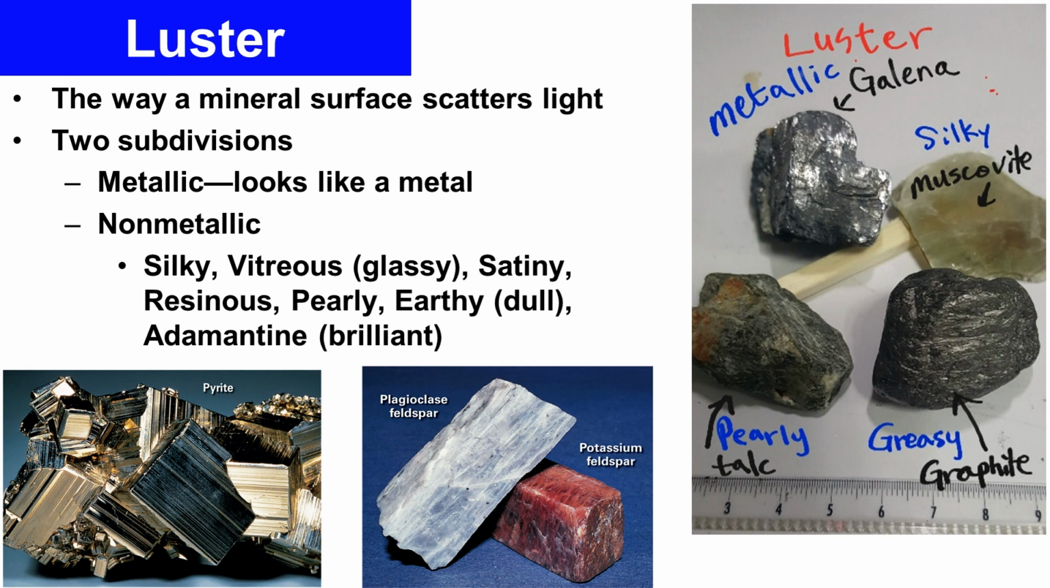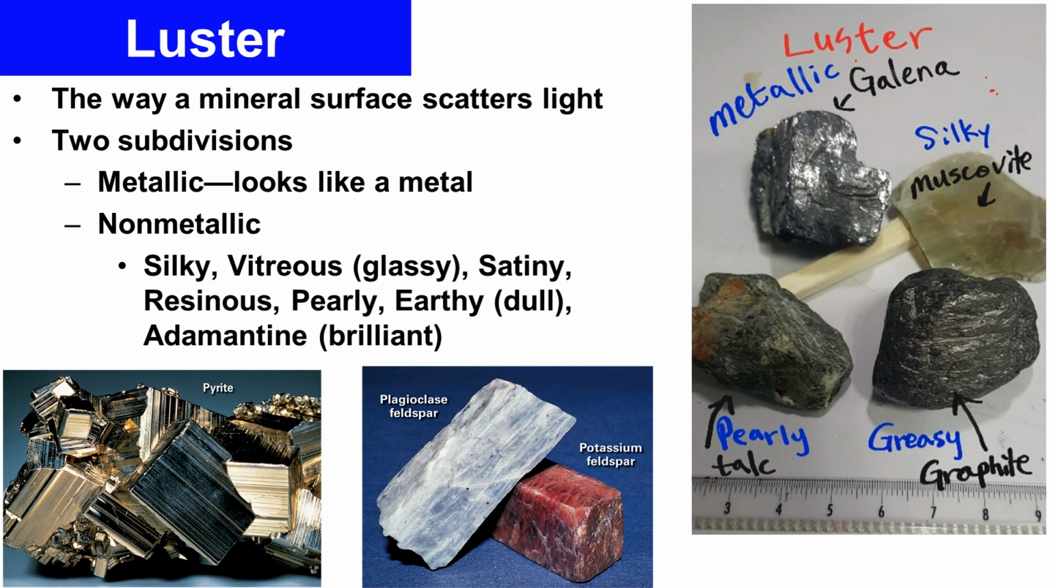Luster is the way a mineral surface scatters light. It has 2 subdivisions: metallic, which looks like a metal; and non-metallic, such as silky, vitreous, glassy, satiny, resinous, pearly, earthy, dull, adamantine, brilliant. Pyrite has a metallic luster because it gleams like metal. Feldspar has a non-metallic luster.